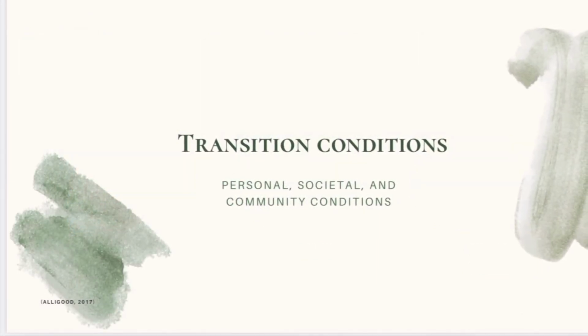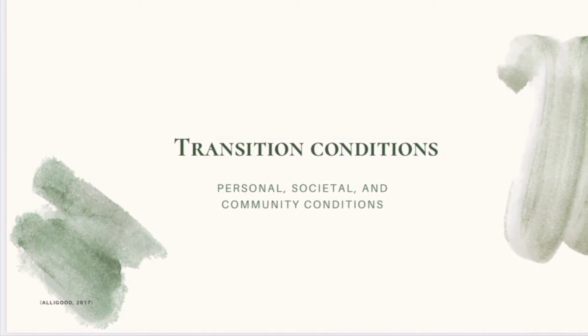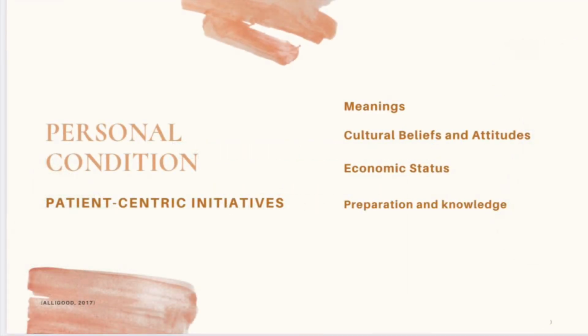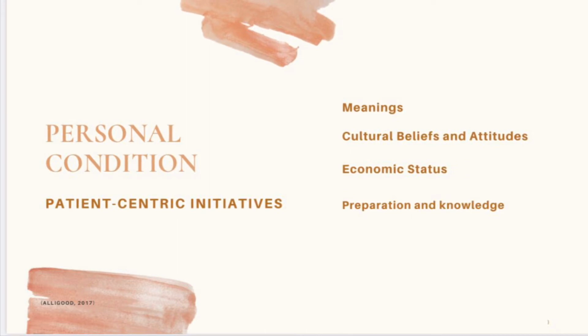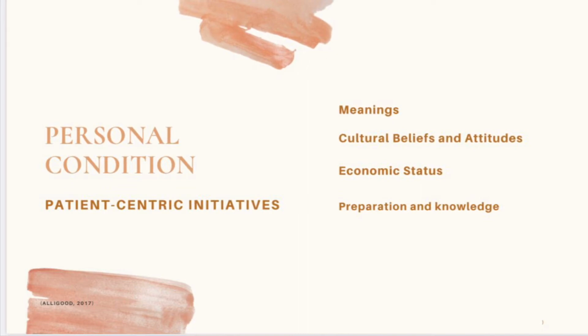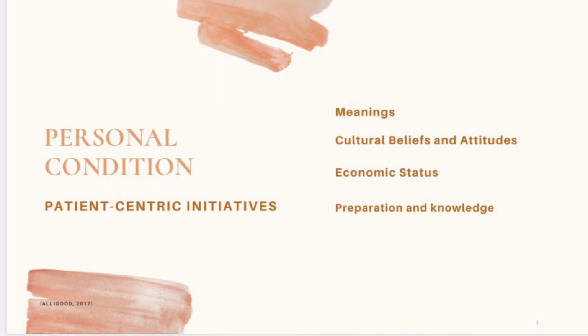Moving forward, transition conditions refer to personal, societal, and community conditions that facilitate or inhibit the individual transition process. Personal conditions include meanings, cultural beliefs and attitudes, economic status, preparation, and knowledge. Meanings refer to the individual's subjective appraisal of the event, where positive meanings tend to be associated with more healthy transitions. Preparation and knowledge refers to the individual's anticipation and awareness of the transition process, where lack of preparation and knowledge tend to be inhibitors of transitions.